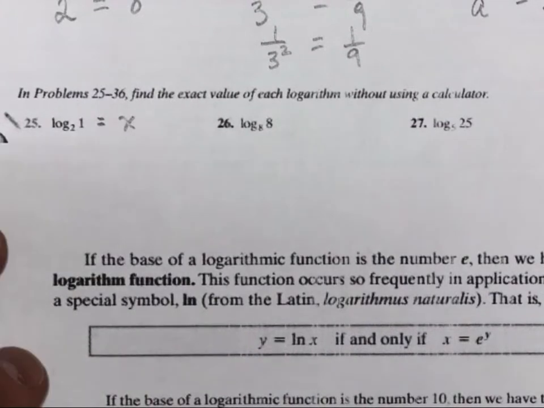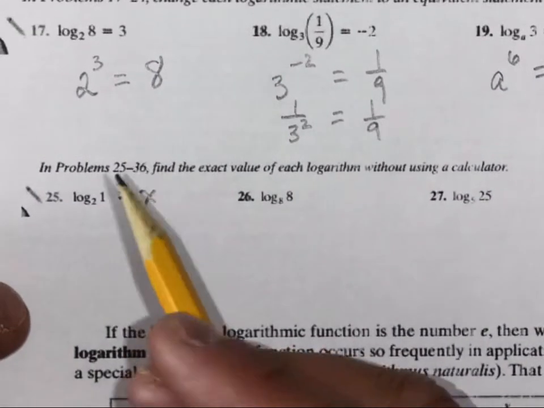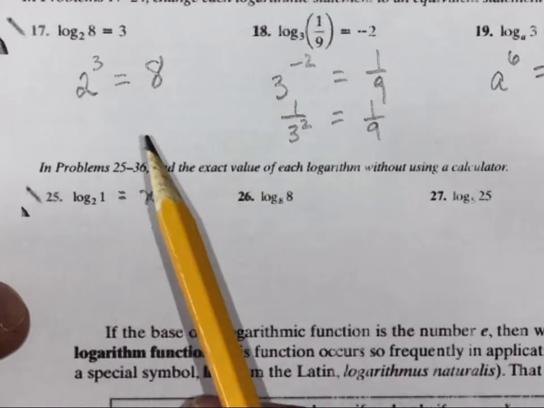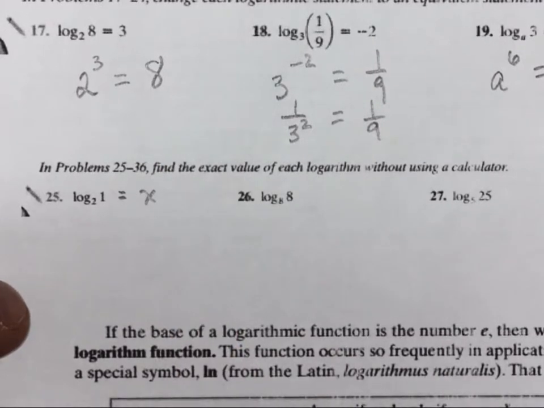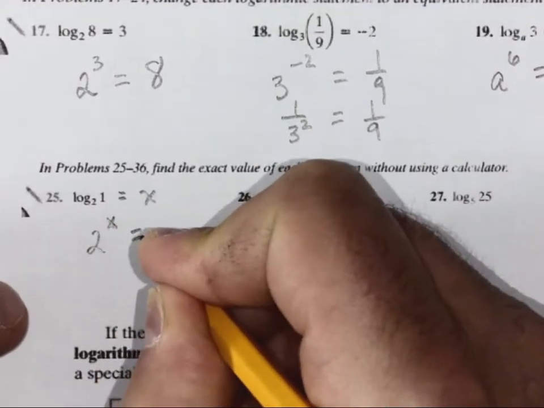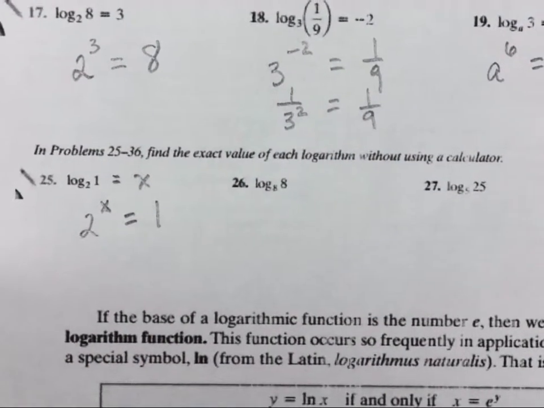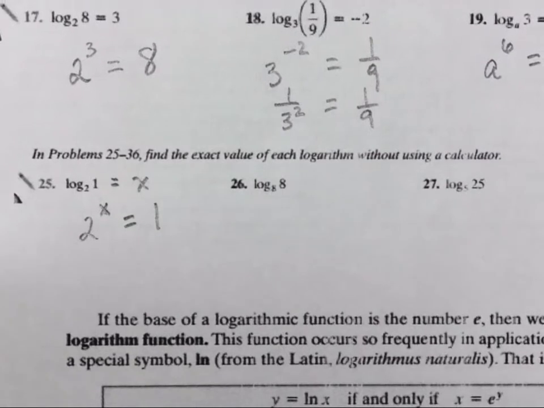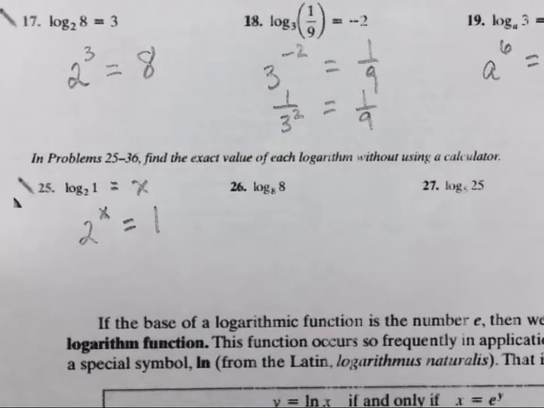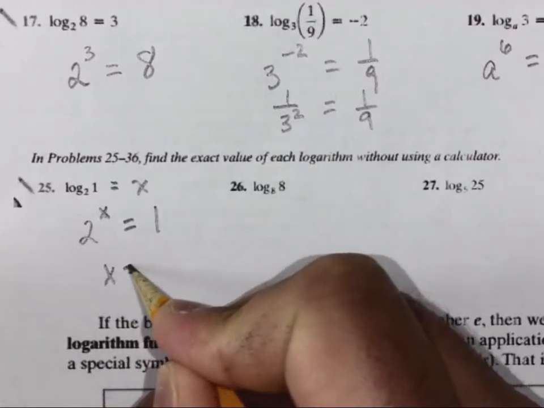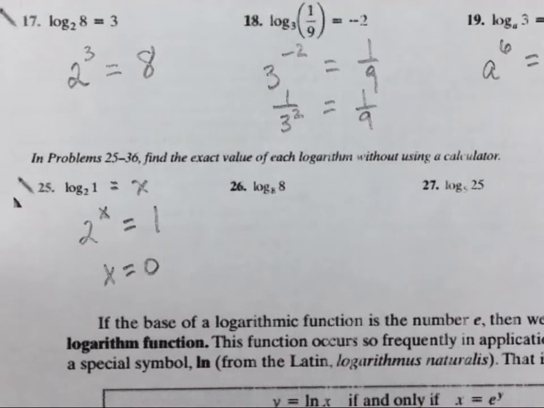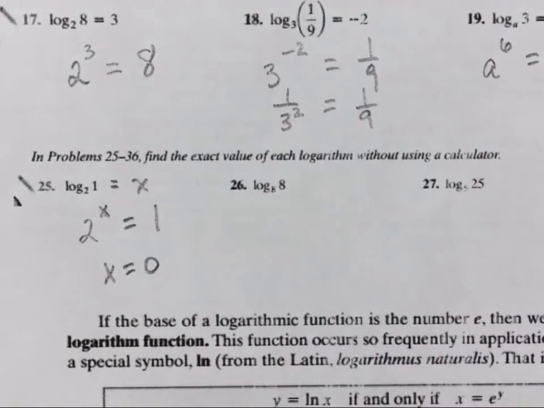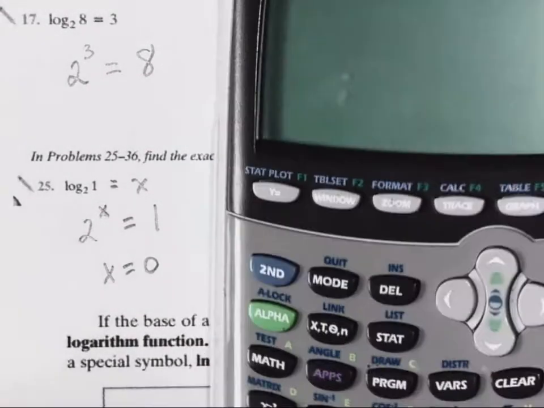So now I'm essentially doing what I just did up here, right? I am rewriting this in exponential form. So this is 2 to the x power equals 1. And so if we think about what that would be, we know that anything raised to the 0 power equals 1. So I know that x would equal 0 in that case. Okay. And then I could check myself on my calculator.